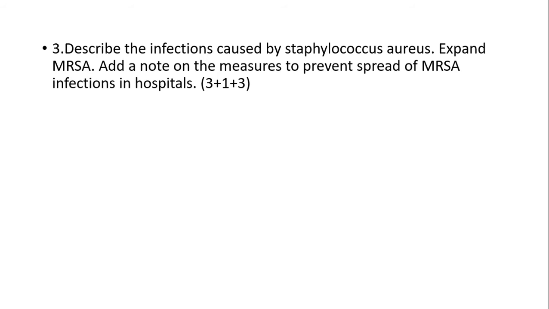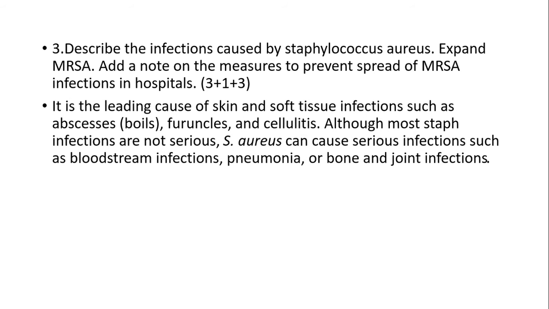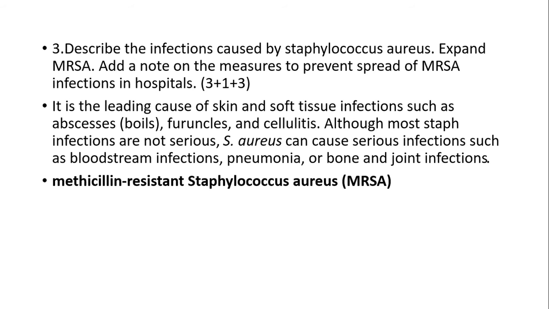Next question: describe the infections caused by Staphylococcus aureus, enumerate MRSA, and add a note on measures to prevent the spread of MRSA infections in the hospital. It is the leading cause of skin and soft tissue infections such as abscess and cellulitis. Although most infections are not serious, Staphylococcus aureus can cause serious infections such as bloodstream infections, pneumonia, and bone and joint infections. MRSA is methicillin-resistant Staphylococcus aureus.